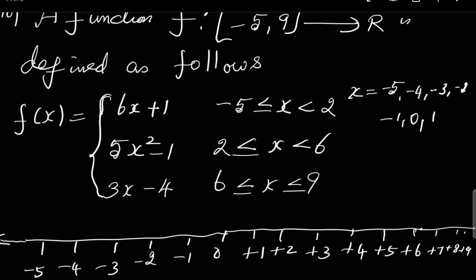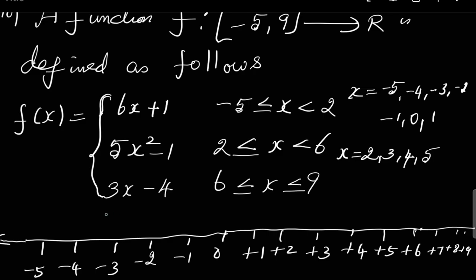See here for the second function it is 5x squared minus 1. x between 2 and 6. Where is 2? 2 here, 6 here. For 2 you have the equal to sign, so you have to write 2 also. So x is equal to 2. Next to 2, 3, 4, 5. See, 6, no equal to sign. Don't write 6. Before 6 you have 5. You can stop there. So x takes only the values 2, 3, 4, 5.